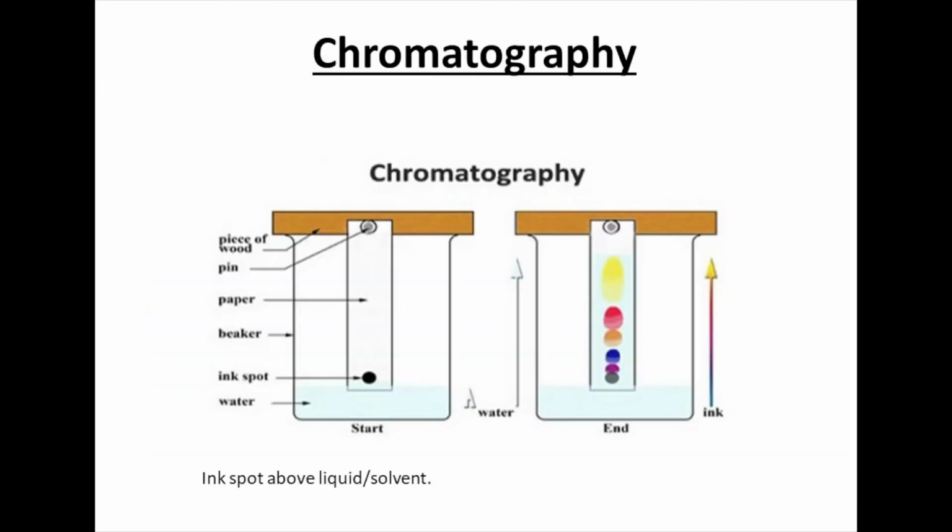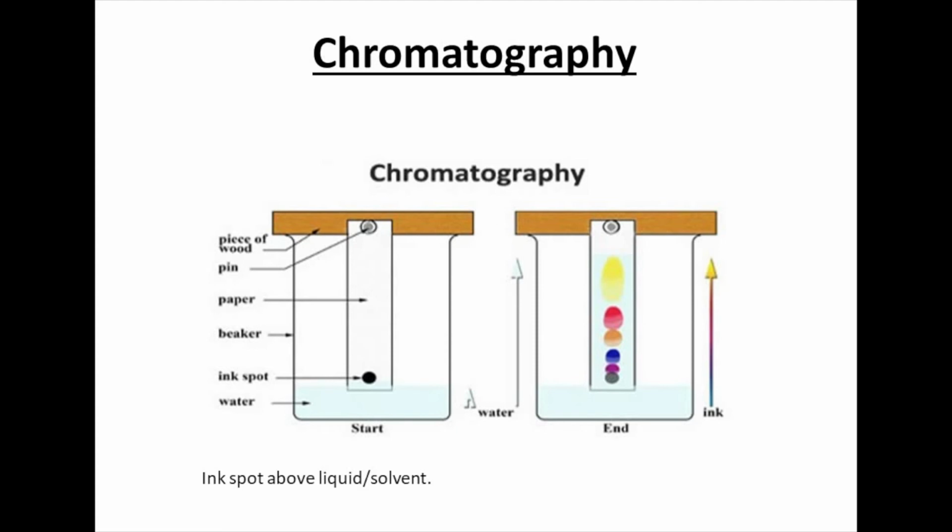Chromatography. So what we've got here is another different diagram, slightly different to what I've just shown you on the previous lesson. You've got your liquid at the bottom in the beaker. You've got your ink spot. Remember, the ink spot needs to be above the liquid, because if it was below the liquid, it would just wash away. And when it starts, the water or whatever liquid you're using, it could be acetone, it could be methylated spirit, the liquid rises up the paper, the chromatography paper, and the ink dissolves in the liquid.